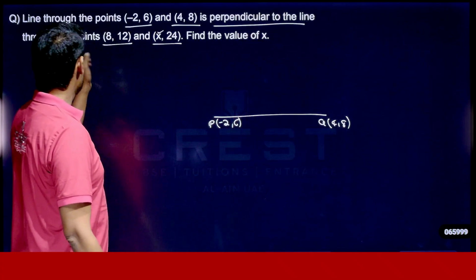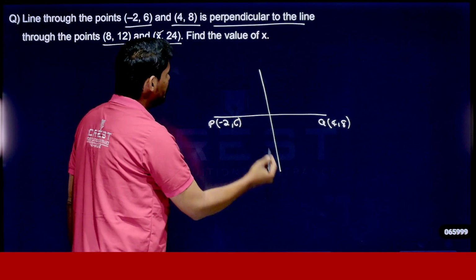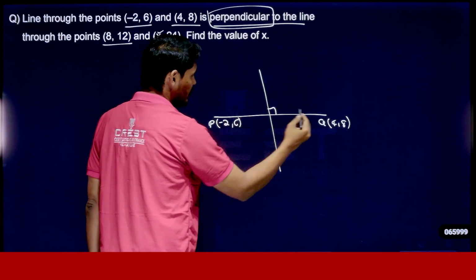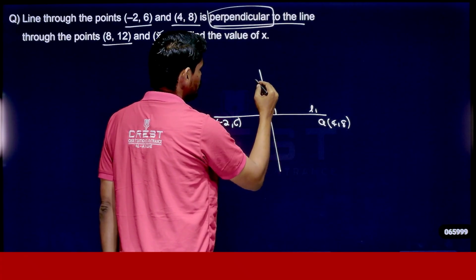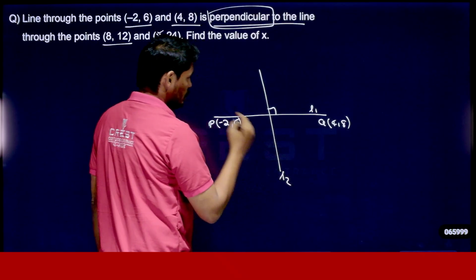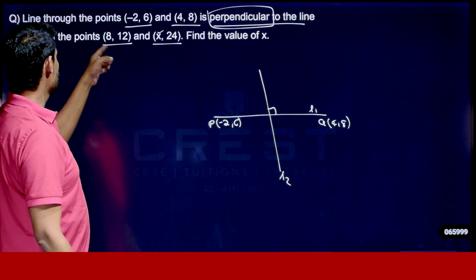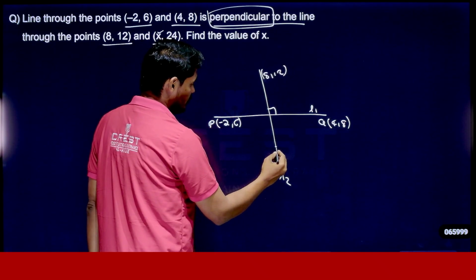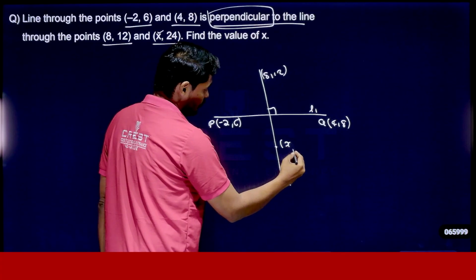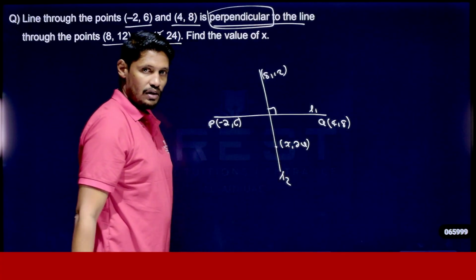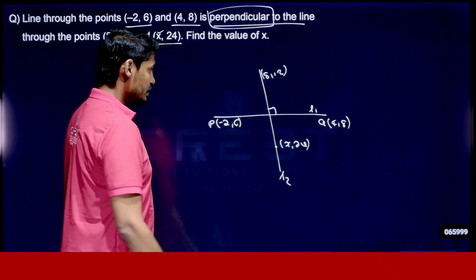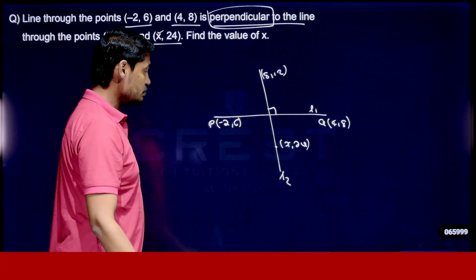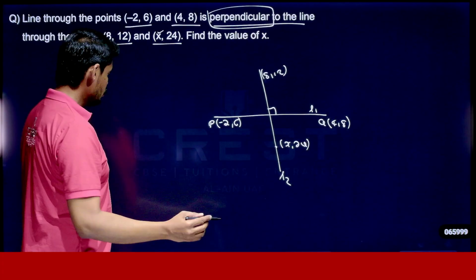And we have another line, and the condition is they are perpendicular. Suppose this line is L1 and this line is L2. We have points on L2 also, that is 8, 12, and x, 24. You have to find the value of x. Can you find the slope of L1? We can find it by y2 minus y1 divided by x2 minus x1.